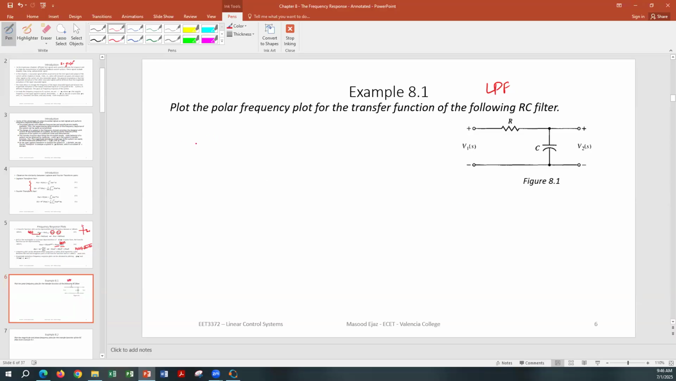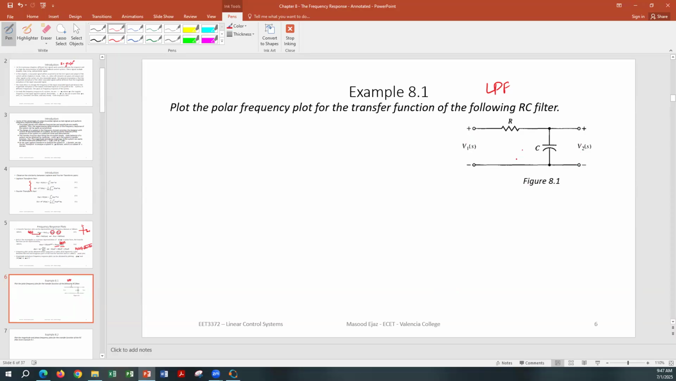Anyways, enough of the circuit analysis. So we have to do the polar frequency plot. First, we're going to write down the transfer function of this, and then we're going to do the polar frequency plot. Now, as you can see, the input is a function of Laplace, output is a function of Laplace.